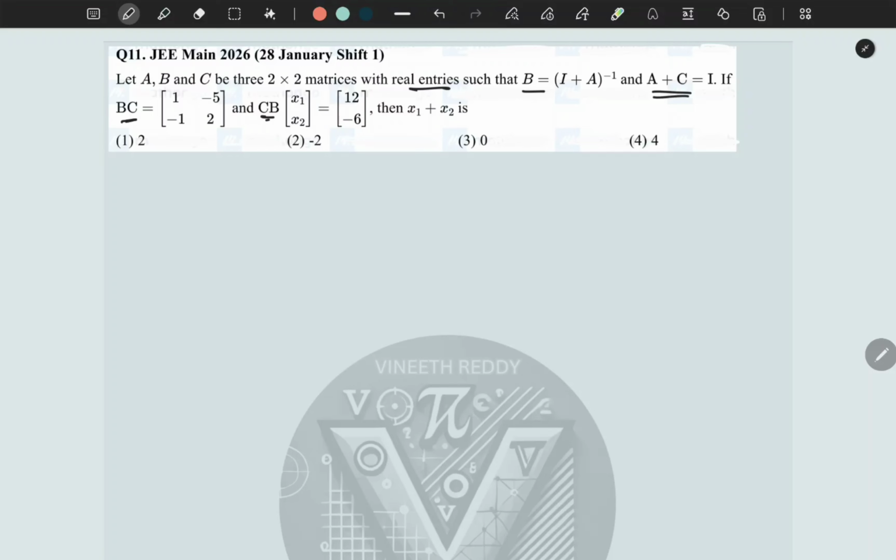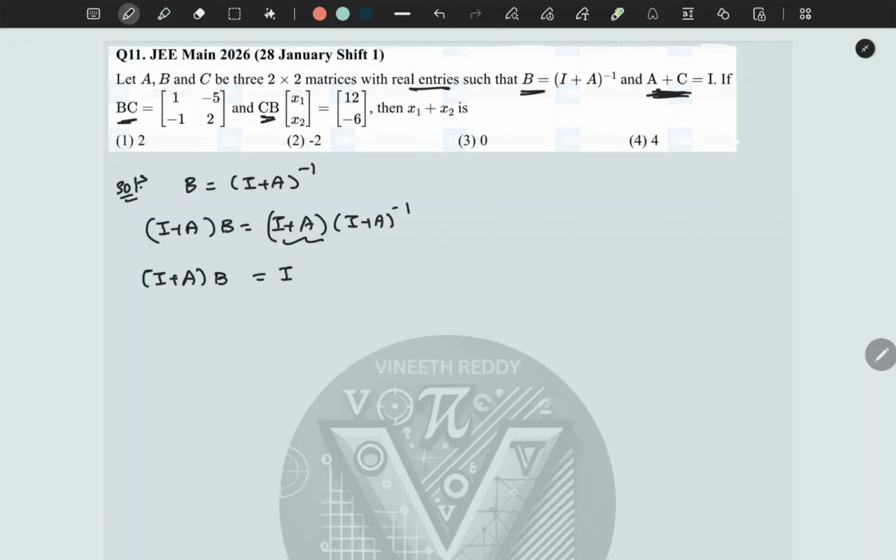So finally we have to eliminate A, that is what we have understood first. We'll do one thing, we'll take this part. So B is equal to (I plus A) whole inverse. We can pre-multiply with I plus A. So (I plus A) into B is equal to (I plus A) into (I plus A) whole inverse. If I say this is x, x into x inverse is I. So we got one interesting relation: (I plus A) into B is equal to I.